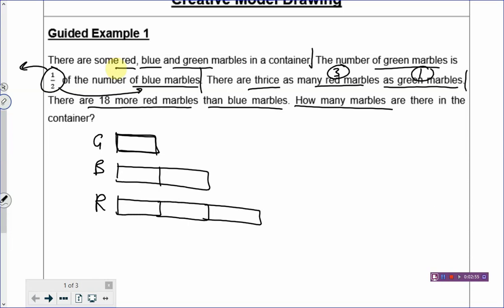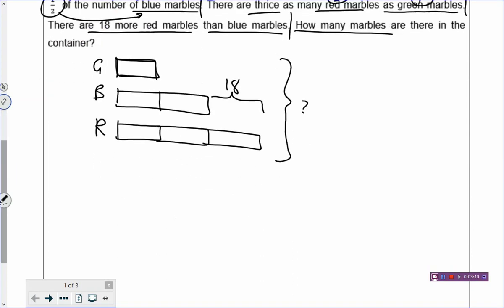Now there are 18 more red than blue. Oh, so where is the 18 more red than blue? Isn't that your 18 more? And that's where you put 18. So how many marbles are there in the container, which is the total? And your model is completed, and it looks very simple, see? So when you draw out the sentence, don't focus on the solving, focus on the drawing. And after you draw already, now you can see clearly how to solve.